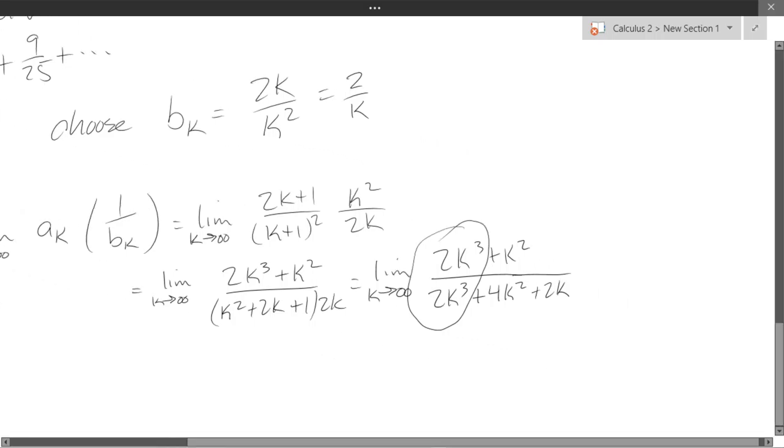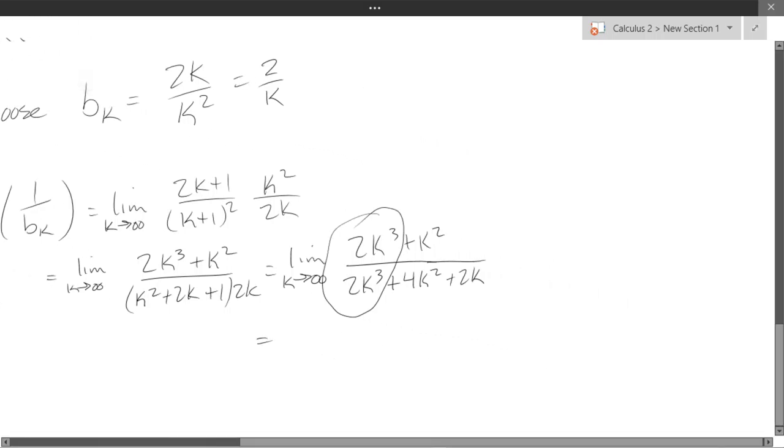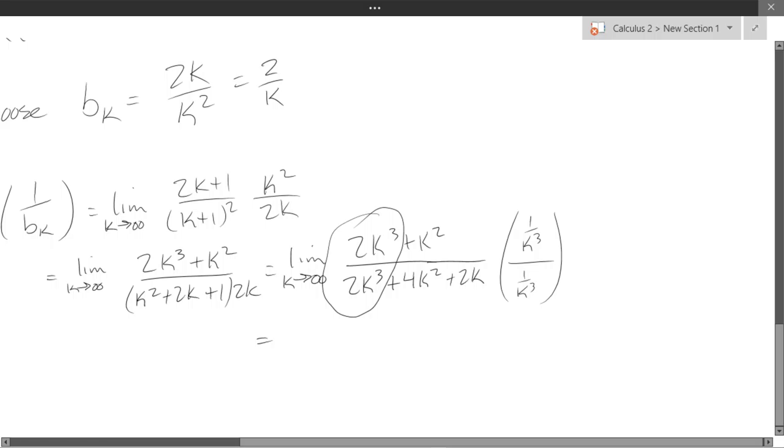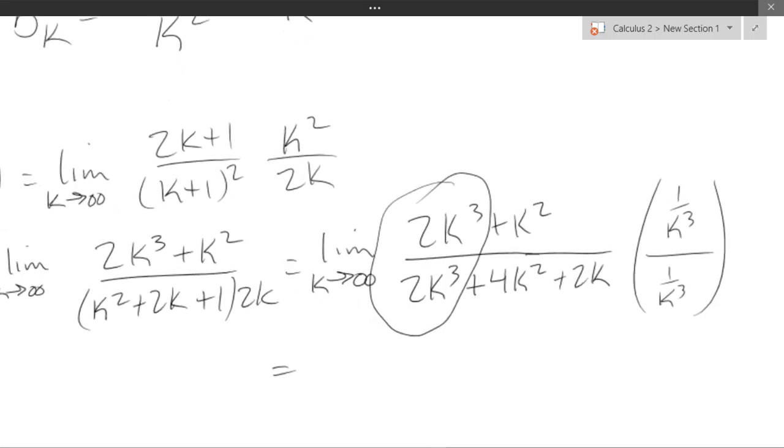The actual way that we did this a really, really long time ago, way back in Calc 1, I'm going to multiply the top and the bottom by 1 over k cubed, 1 over k cubed, and then distribute that across. So you don't have to do it this way. I'm just refreshing your brain on how we did infinite limits before we had L'Hopital's rule. This is the proper way to do it. So this may come in handy occasionally, so I'm just going to go over this method right now.